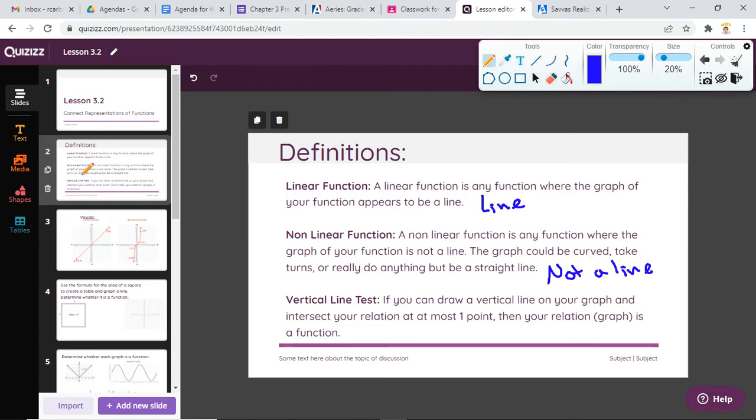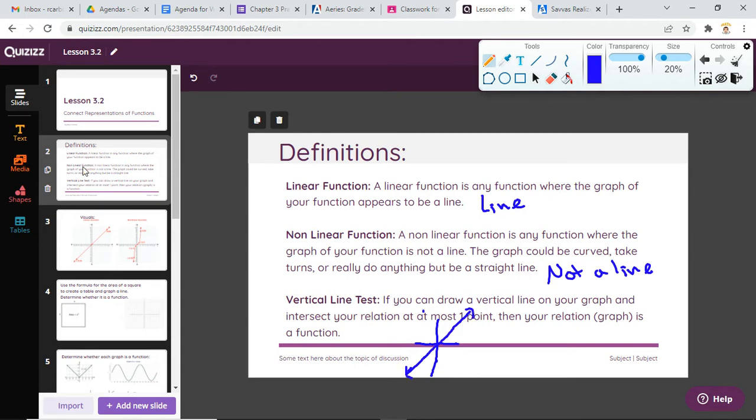Now, another thing I want to talk to you guys about today is the vertical line test. And the vertical line test tells us if you can draw a vertical line on your graph and intersect your relation at most one point, then your relation is a function. So let's see, for example here. If I'm looking at this graph right here, and let's say we have the graph of the line y is equal to x, something like this.